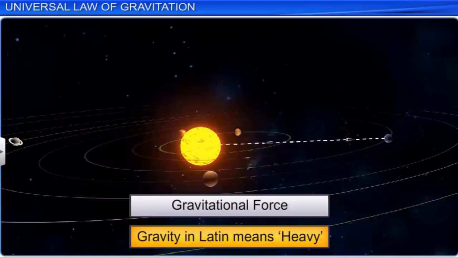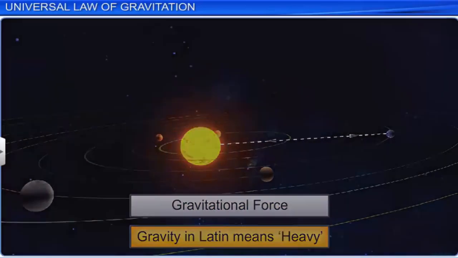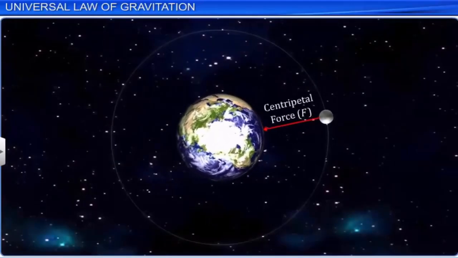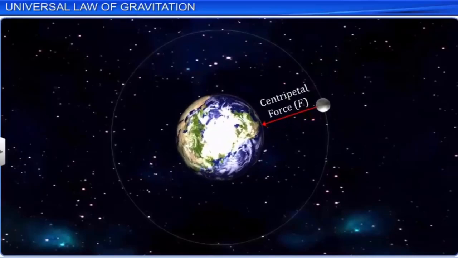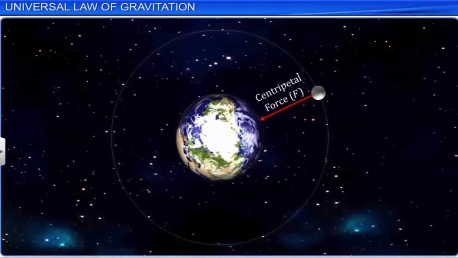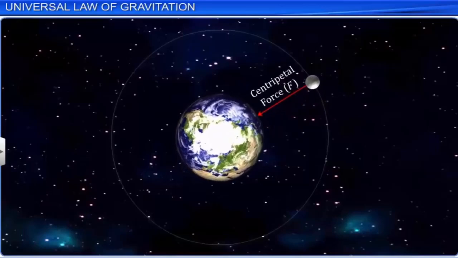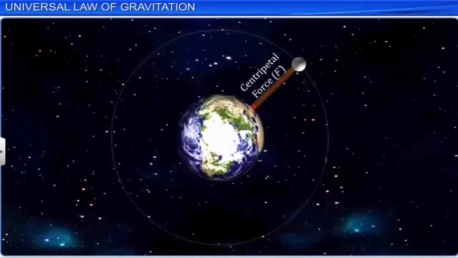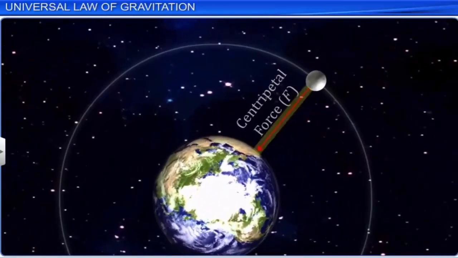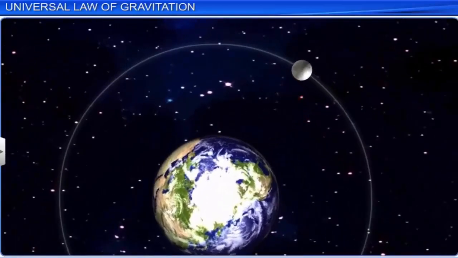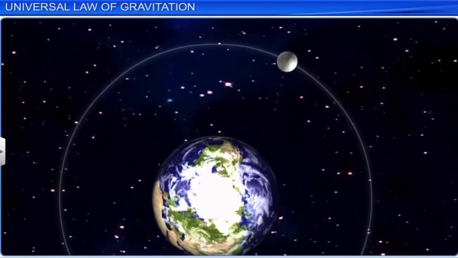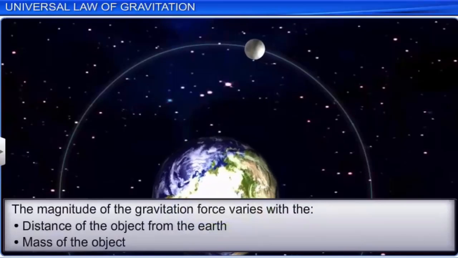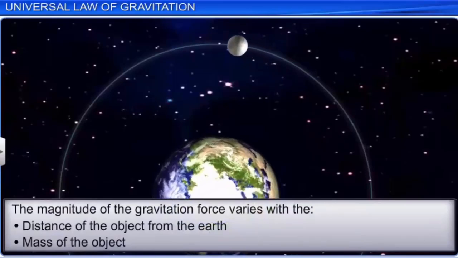The moon revolving around the earth is under the action of centripetal force, which makes it follow a curved path. This centripetal force is provided by the gravitational force between the earth and the moon. The magnitude of the gravitational force between any two objects varies with the distance between them, as well as their masses.